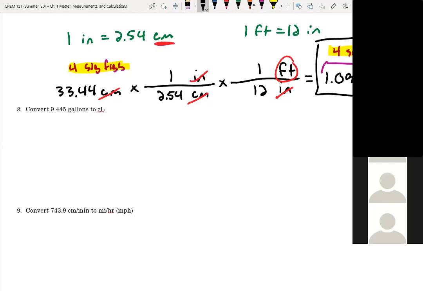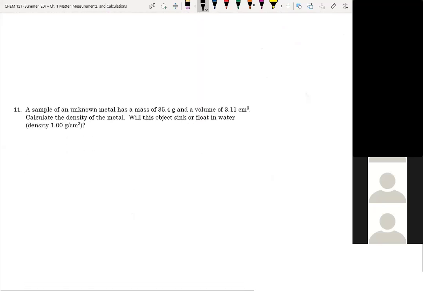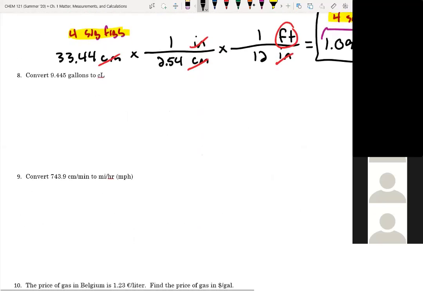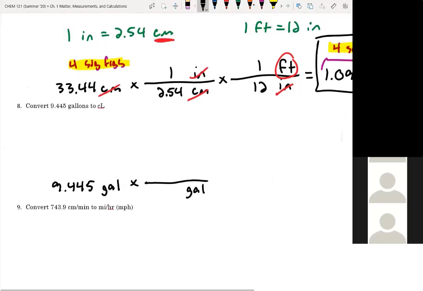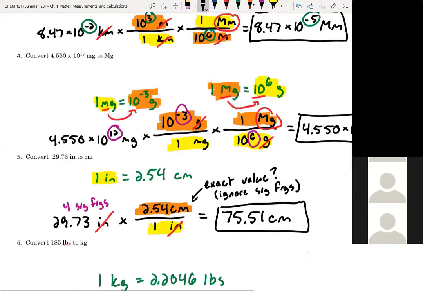So let's do the next ones. I think we only have a few more. They get a little bit harder as we go down. So we've got 9.445 gallons. Oops, G-A-L for gallons. And we need to go to centiliters. So let's cancel out gallons first and see if we can find a way to convert gallons to our metric unit, which is liters. So let's go back up.